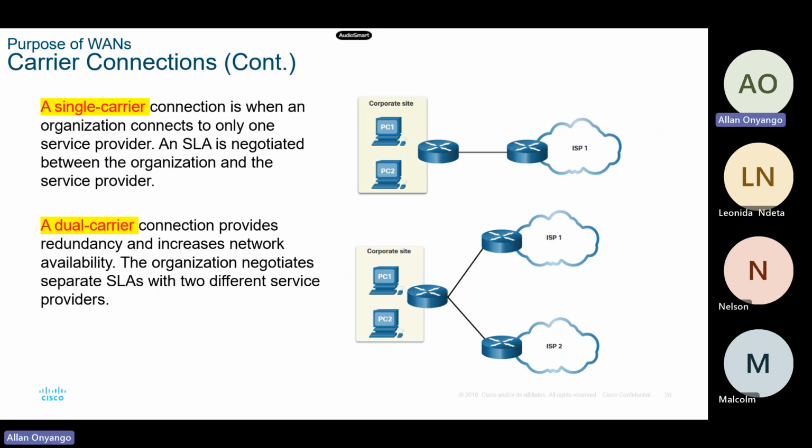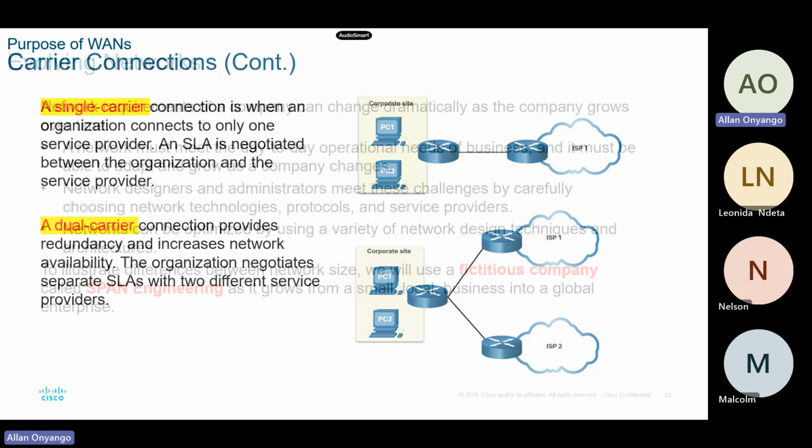Now, in terms of carrier connections, there exist two carrier connections. A carrier connection is either single carrier, which means you only have one ISP connecting into the internet, and when the ISP infrastructure has challenges, then you must experience those challenges. If you do not do single carrier connection, then you do a dual carrier connection, and this provides some level of redundancy, and basically makes you more available in terms of connection. So you must sign a service level agreement with these two ISPs, so that when one ISP has challenges, you still have a backup ISP to do the job. So that's why it is very important.